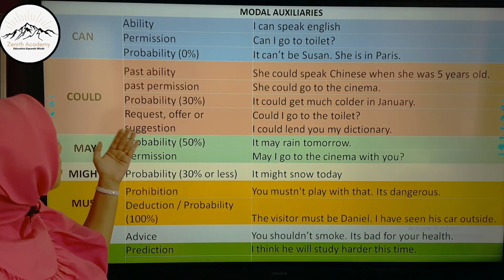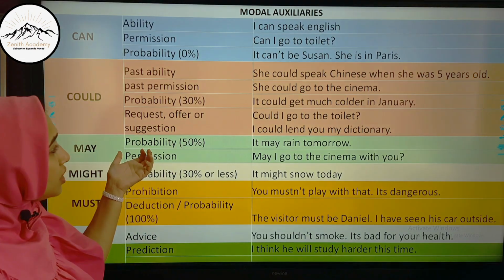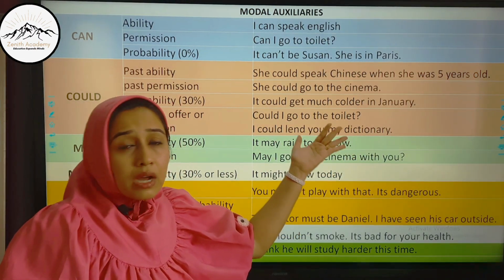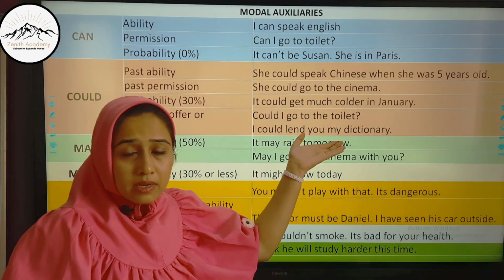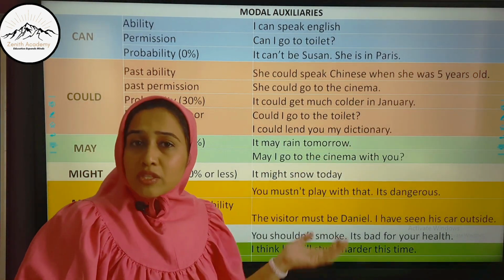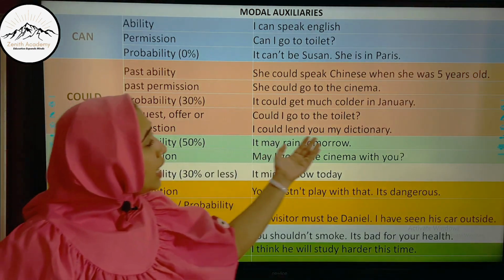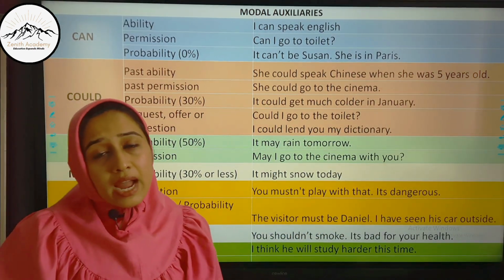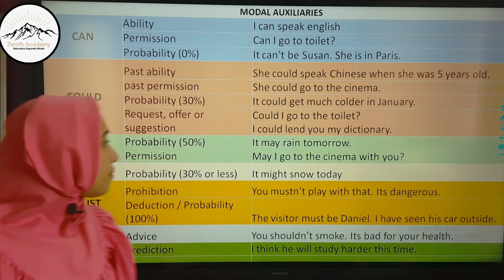It also shows request, offer or suggestion. For example, could I go to the toilet? Now here I am asking for request where the answer could be yes or no. I could lend you my dictionary. Now this is a kind of suggestion or offer.